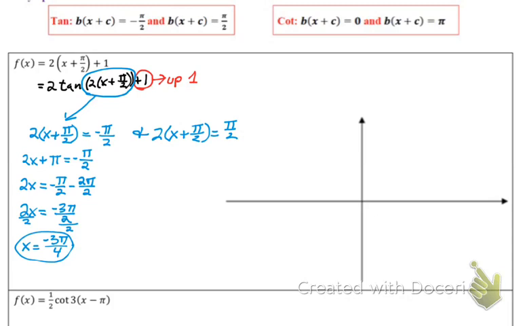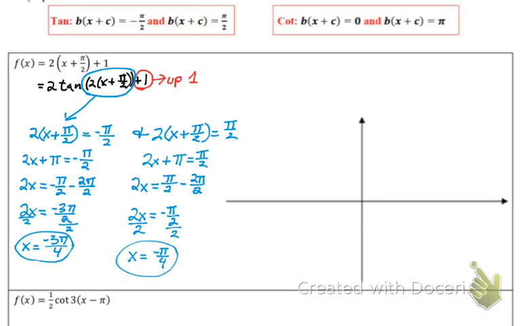We're going to do the same thing to this one, solve for x. So once again, I'm going to have 2x plus pi equals pi over 2. I'm going to subtract pi from both sides, which would be pi over 2 minus 2 pi over 2. That's going to give me 2x equals negative pi over 2. Divide both sides by 2. And we're going to have x equals negative pi over 4.